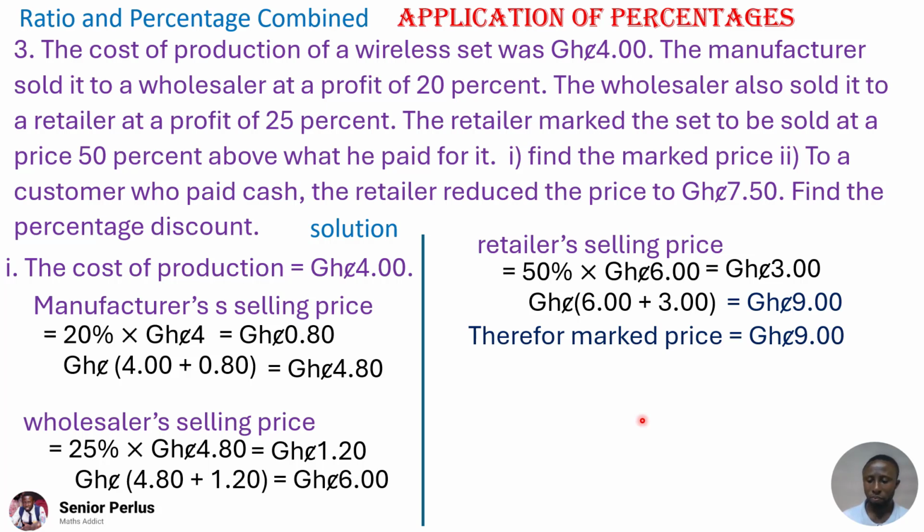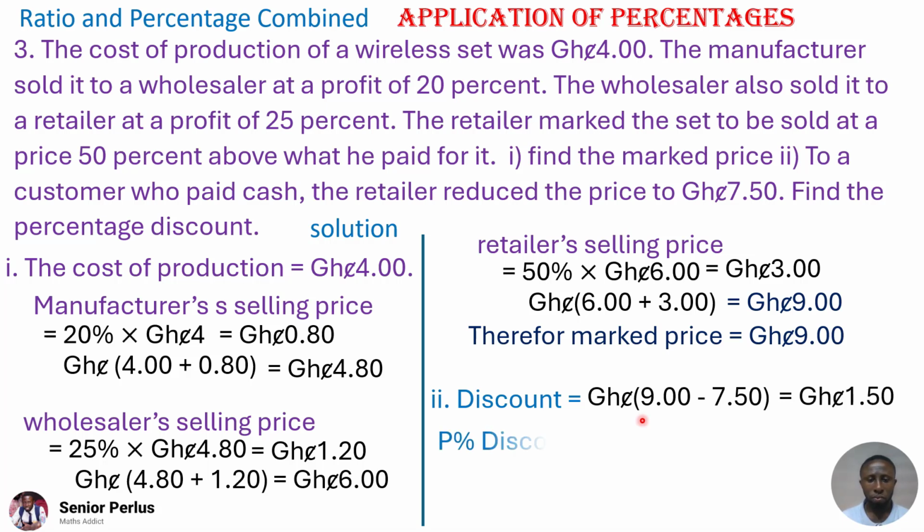50%. Good. Then, to the customer who paid cash, the retailer reduced the price to 7 cedi 50 pesewas. Find the profit, find the percentage discount. And the percentage discount is the discount value out of the original price. So let's find the discount value here. We have the mark price, that's 9 cedi, minus the reduction. Therefore, this is our discount value. Then percentage discount is the discount value out of what? The original price times 100.